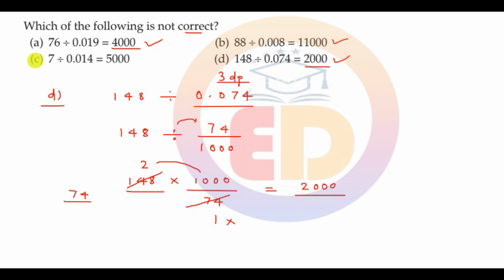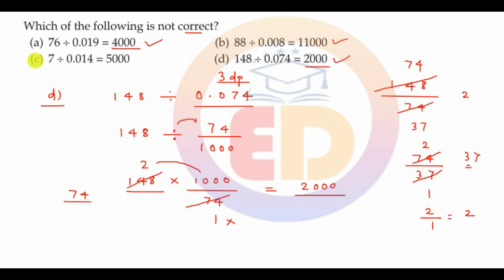I would like to show you here the cancellation of 148 and 74 by 2. Let us divide them by 2. 148 divided by 2 is 74. 74 divided by 2 is 37. It becomes 74 upon 37. 37 is a prime number, so it will be divisible by 37. 37 ones are 37 and 37 2s are 74. So I get the answer as 2 upon 1. 2 upon 1 is 2.